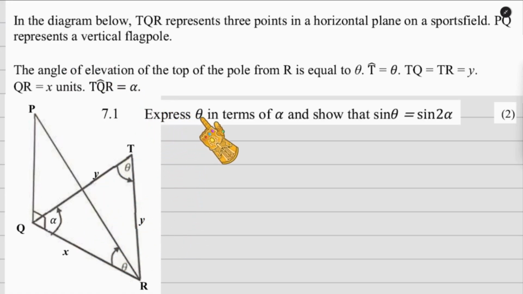And now we need to express theta in terms of alpha and show that sine of theta is equal to sine of 2 alpha. Now to do that, we need to work in the triangle that has theta as well as alpha, and that's the bottom triangle TQR. We can see a theta there and an alpha there, so we're going to ignore the other triangle for a second.